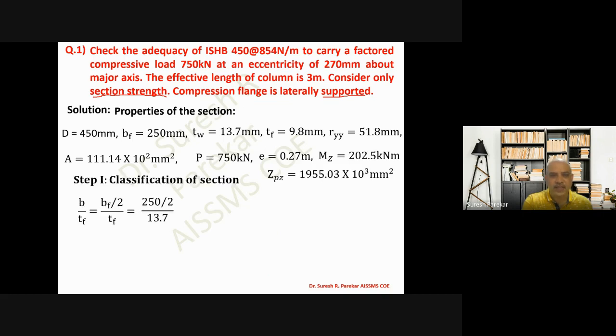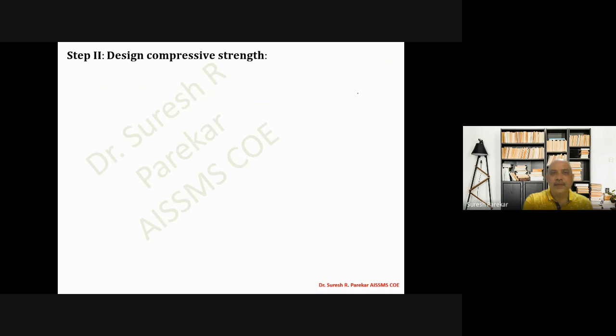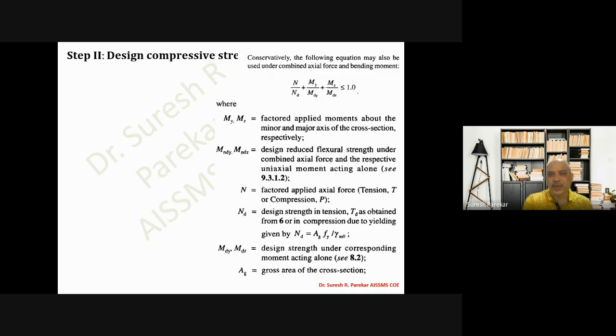Classification of section: BF by 2 by TF is less than 9.4, so plastic; D by TW is less than 84, so the web is also plastic. Section is plastic, and beta B is 1. AE is equal to AG. Then we have design compressive strength. Now you can see this is the IS clause. As we have uniaxial moment, this term will not be there.